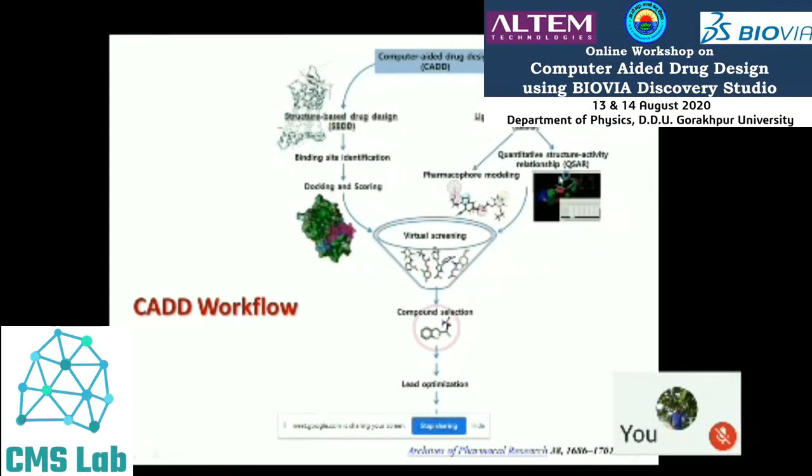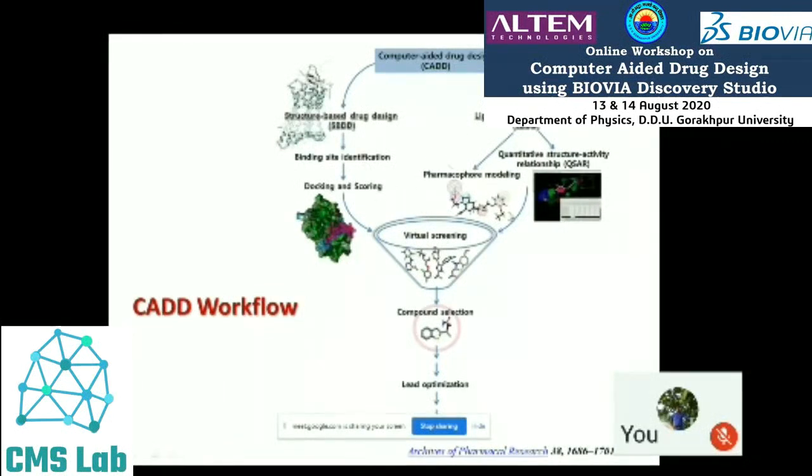Whereas in ligand-based drug design, where there is no structure available for a protein or enzyme, you go for ligand-based methods. Majorly there are two methods: pharmacophore modeling and quantitative structure-activity relationship. These are widely used for ligand-based drug design. We'll go into detail on these methods in this CAD process in the next few slides.